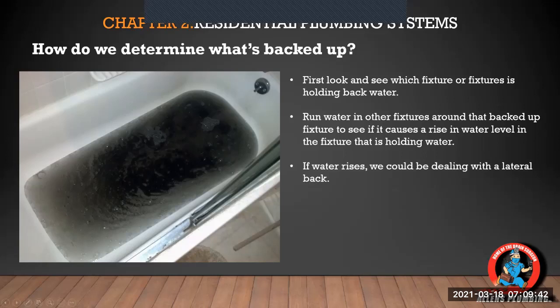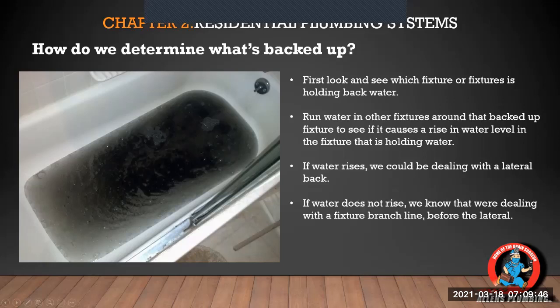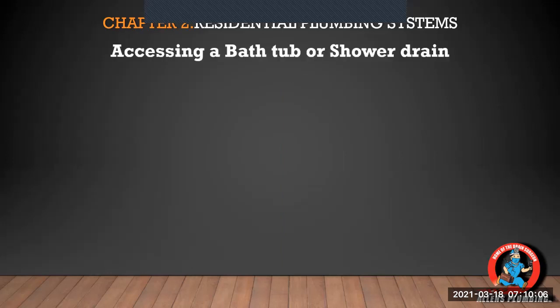If the water rises, we could be dealing with a lateral backup. If the water doesn't rise, we know that we're dealing with a fixture branch line before the lateral. So in this situation, we've done our diagnosis. We've run the toilet, the shower, the kitchen sink, and the lab sink, and nothing's affecting the tub that's got water in it. So let's talk about how we access the bathtub and the shower drain.